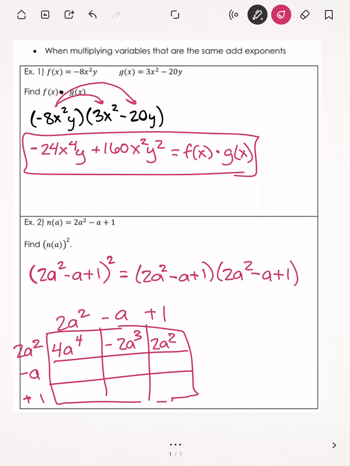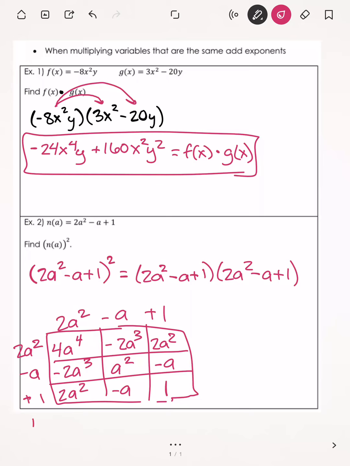A negative a times a 2a squared is a negative 2a to the third. A negative a times a negative a is a positive a squared. A negative a times 1 is a negative a. 1 times 2a squared is 2a squared. 1 times a negative a is a negative a. 1 times 1 is 1. From here, we just combine like terms.